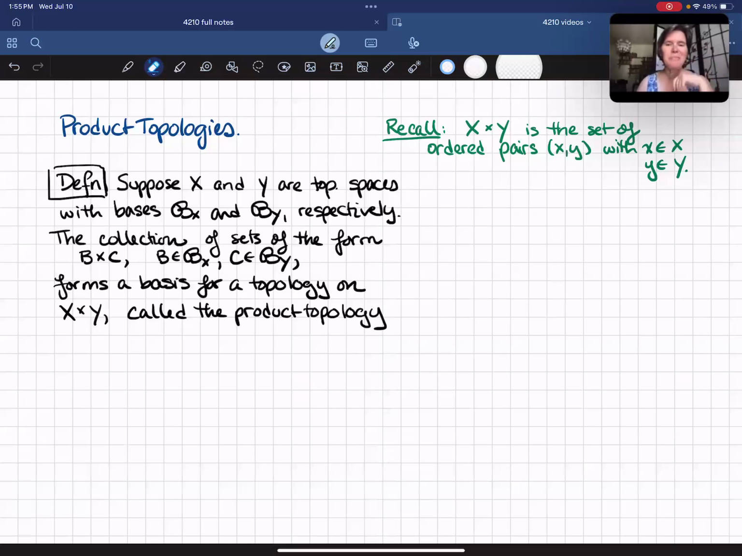Hi, this is Barrett Givens, and in this video, we're going to talk about something called the product topology. So the product topology is the topology that is placed on a product space.